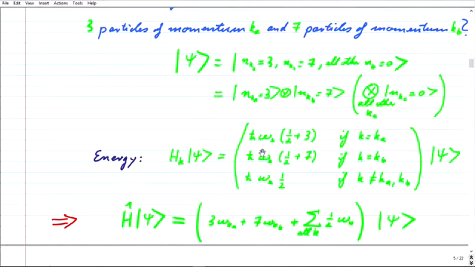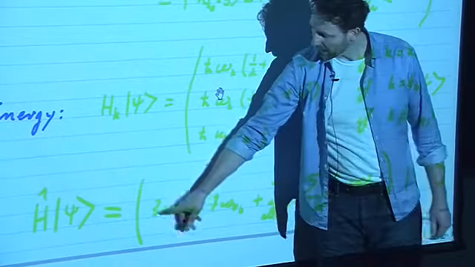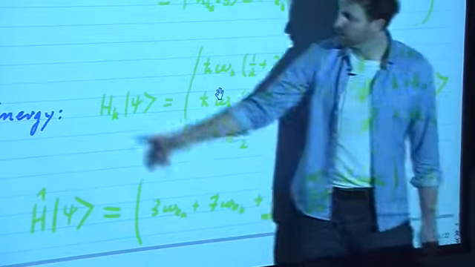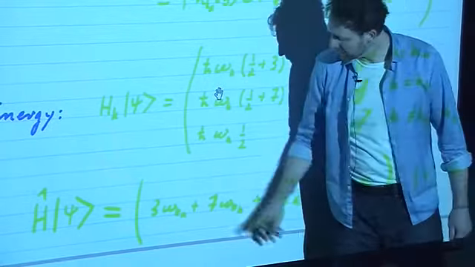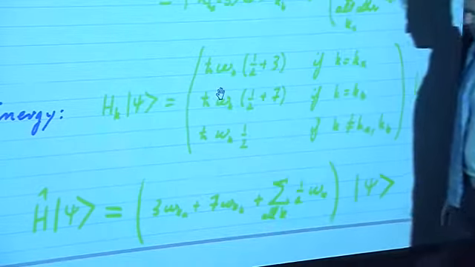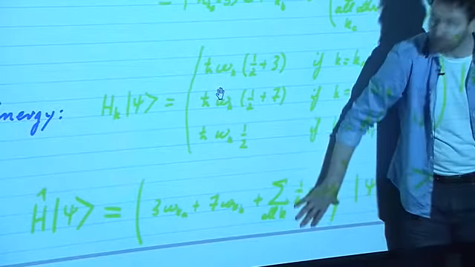And then, therefore, what is the total energy of that state? Well, if we apply the entire Hamiltonian, which is the sum of all of those, onto psi, then it picks up a 3 omega k from the case where the k is Ka, a 7 omega k b from the case where k is Kb, and we pick up a 1/2 omega k from all of the modes.